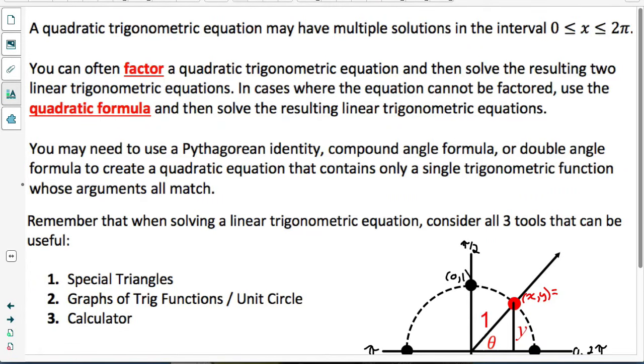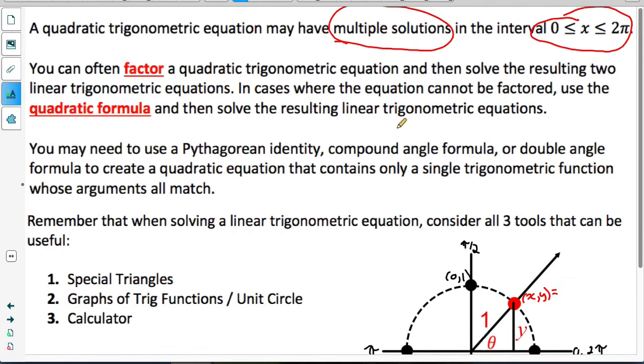Before we solve a few quadratic trig equations, I want to go over a couple things with you. First of all, when we solve these quadratic trig equations, we're going to solve for all the angles that satisfy the equation as long as the angle x is within the interval between 0 and 2 pi, including 0 and 2 pi. Because trig functions are periodic, there are lots of times when we're going to find multiple solutions to the equation. There are lots of angles that have the exact same trig ratios, so be prepared to get multiple solutions.